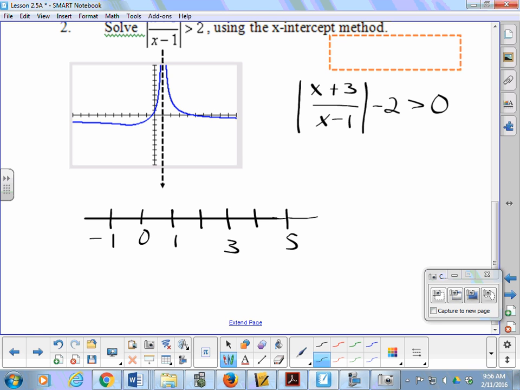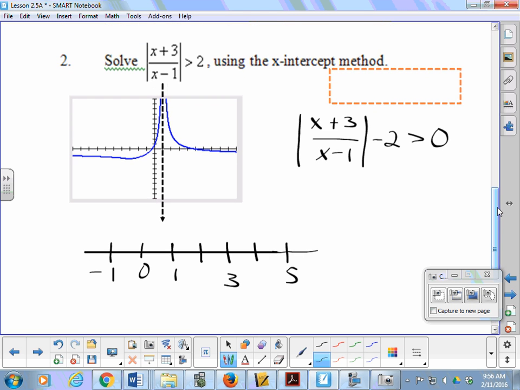Okay? So, once again, it says greater than, so we're going to have open dots at our first one, which is going to be just to the left of 0. An open dot at 1, because that vertical asymptote is not an exact value. And an open dot down here, is that 5 exactly? It is? Okay. All right, at 5.